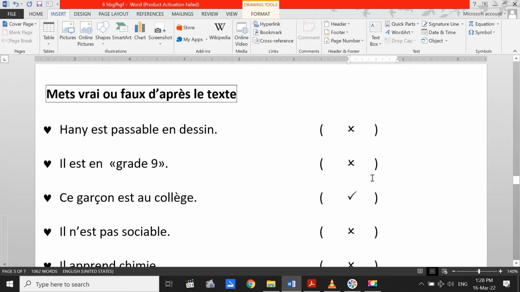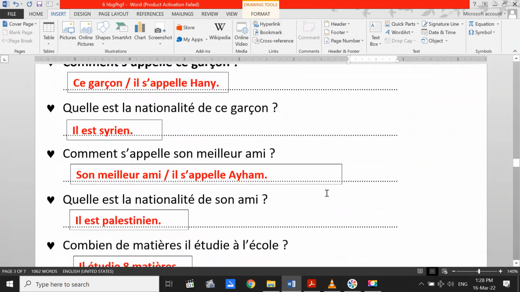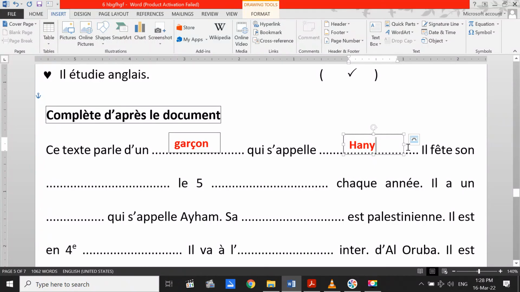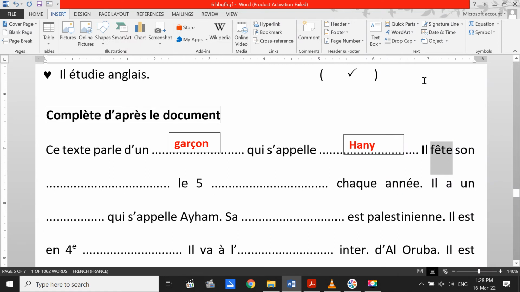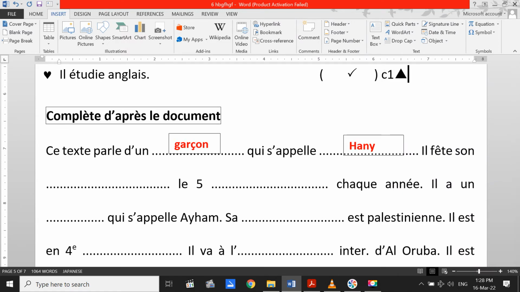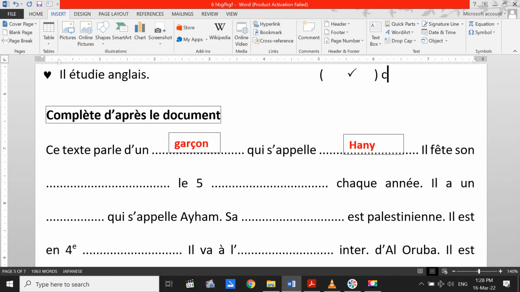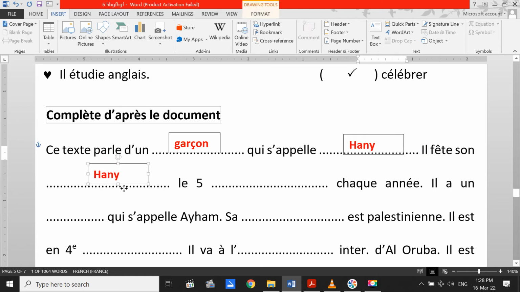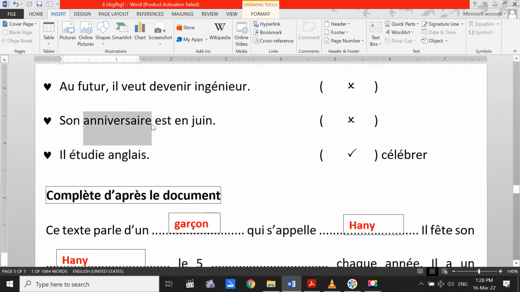Qui s'appelle Hani, and we said here, we are answering from this text. Qui s'appelle Hani, il fête. Fête means celebrate. It can be the verb fêter and can be the verb célébrer. Célébrer means celebrate, and fêter means like feasting, or feast. Fête here means celebrate. It's a synonym. Il fête son, is celebrating son anniversaire. And we said this word here, anniversaire.